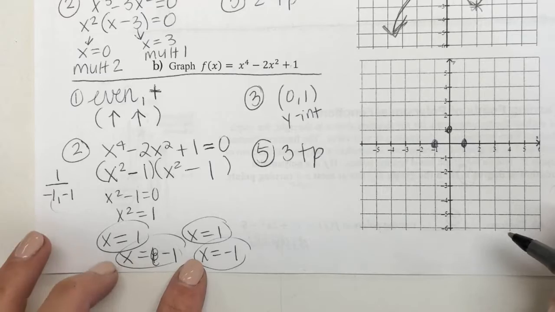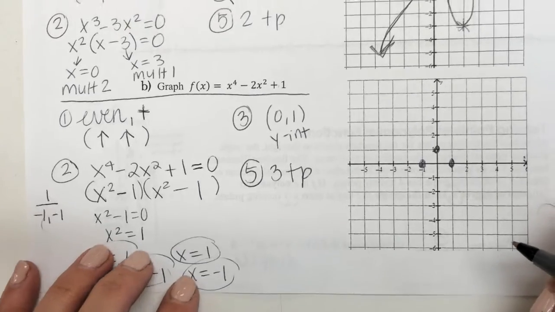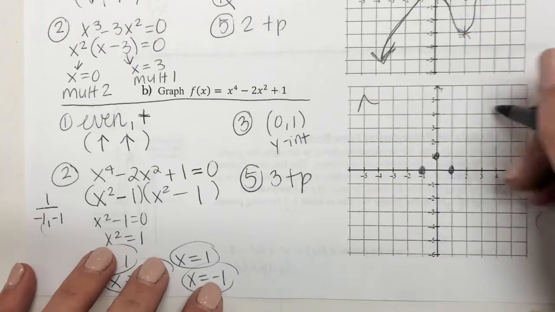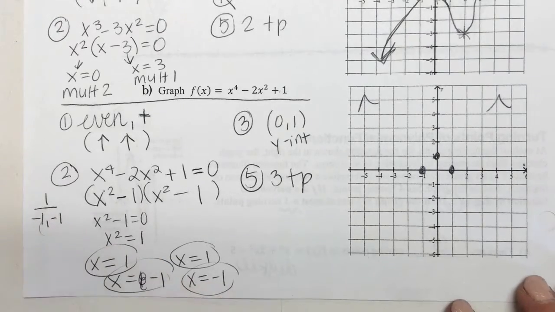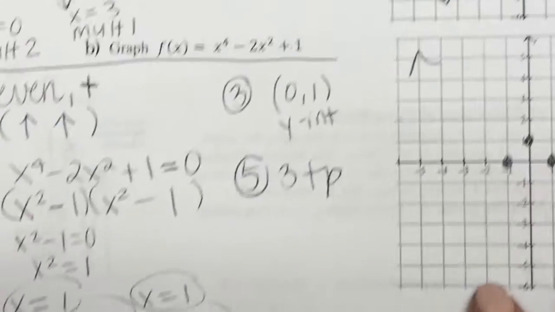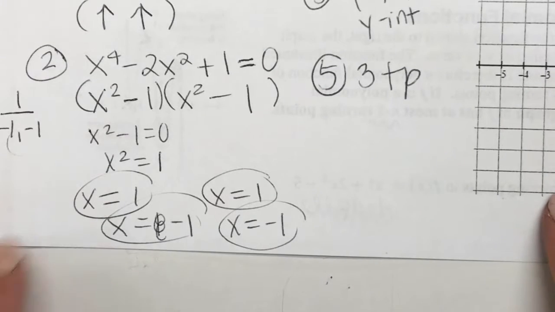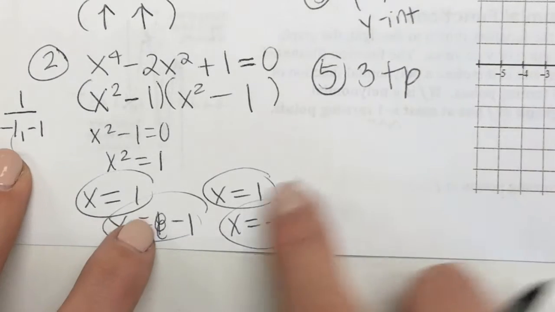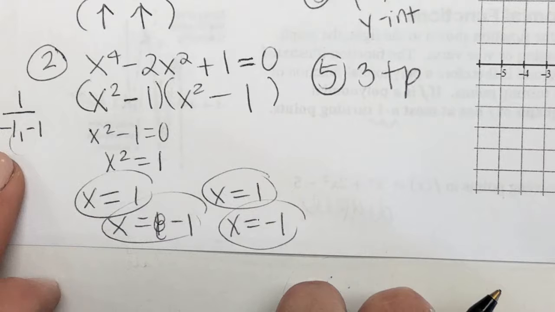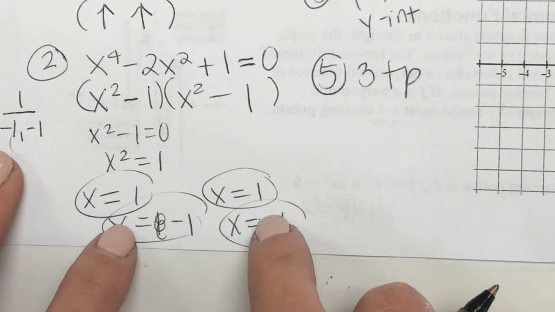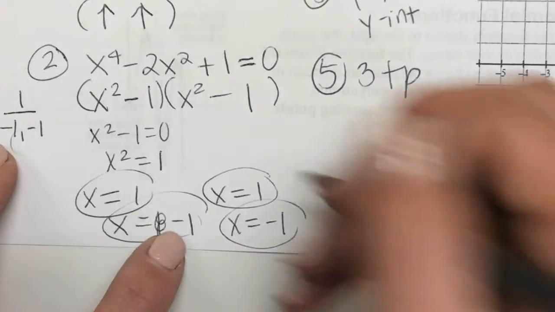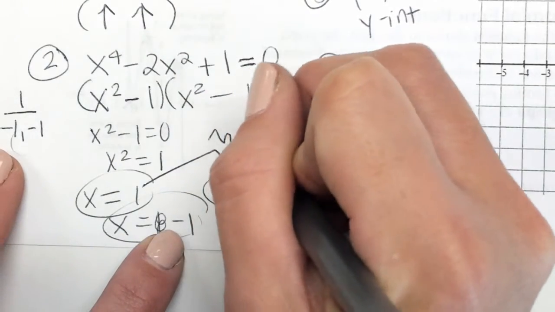And our end behavior, we can go ahead and draw that. That's going to be what on both sides? Up. Now, let's look back at our multiplicities. What would our multiplicity be for x equals 1? 2. Because there's how many 1s here? 2. It showed up twice, so the multiplicity is 2.